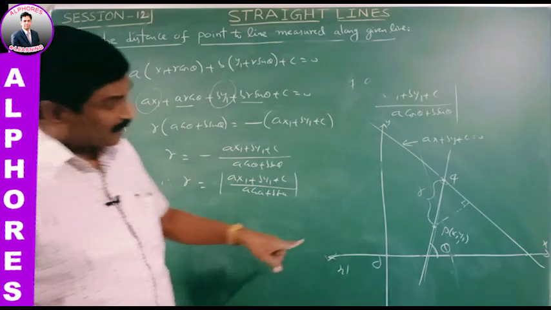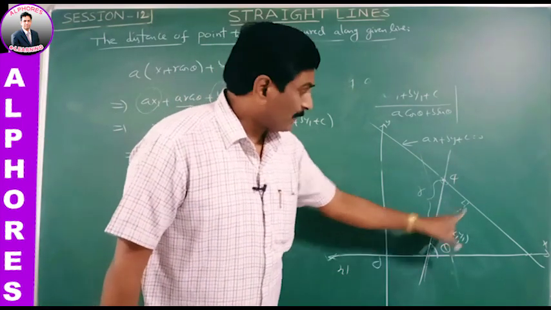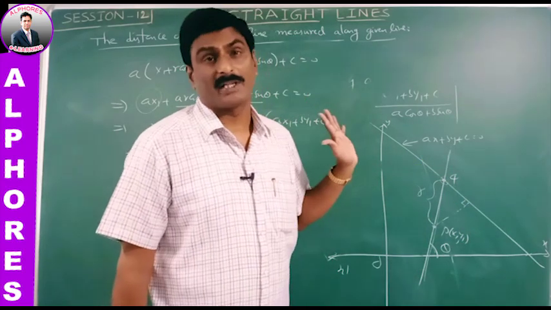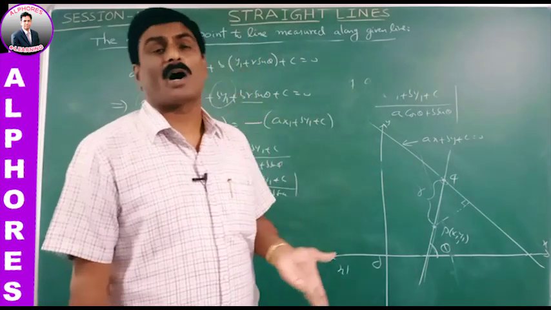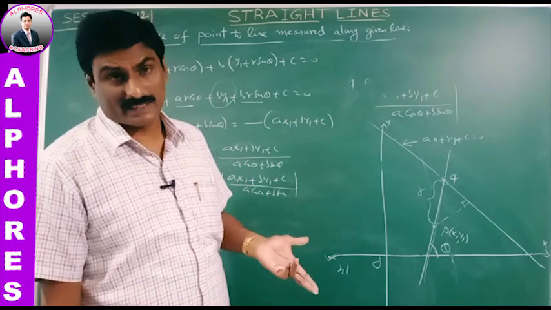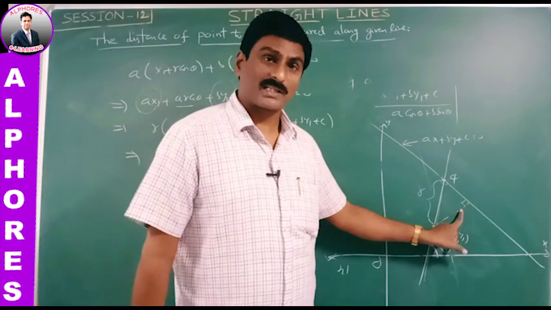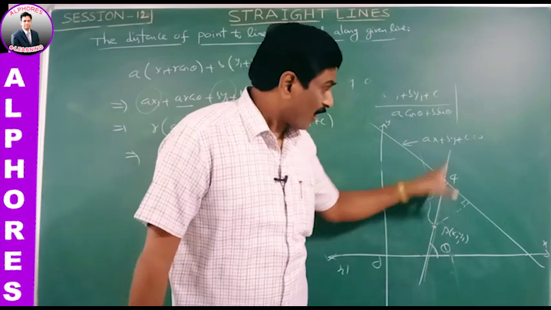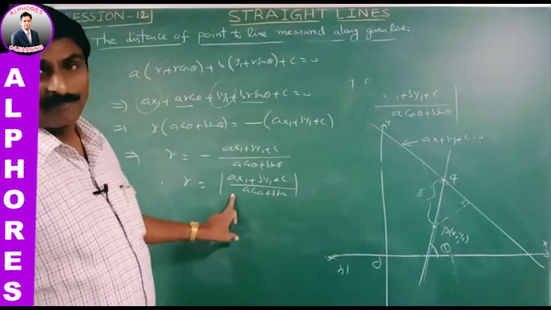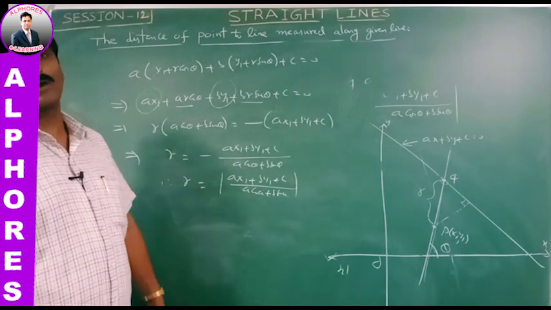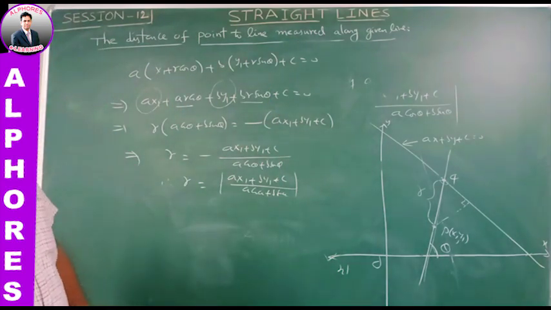The distance is measured along a given line, not a perpendicular distance. Please observe the difference between these two values. The perpendicular distance from the origin to the line is mod c by root over a square plus b square. The perpendicular distance from a point to the line is mod ax1 plus by1 plus c by root over a square plus b square. If the distance is measured along this line, then we use this formula: ax1 plus by1 plus c by a cos theta plus b sin theta. Okay, note this point.